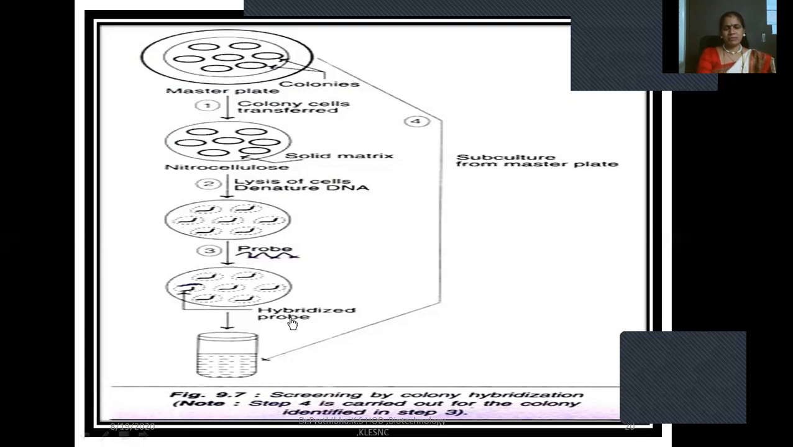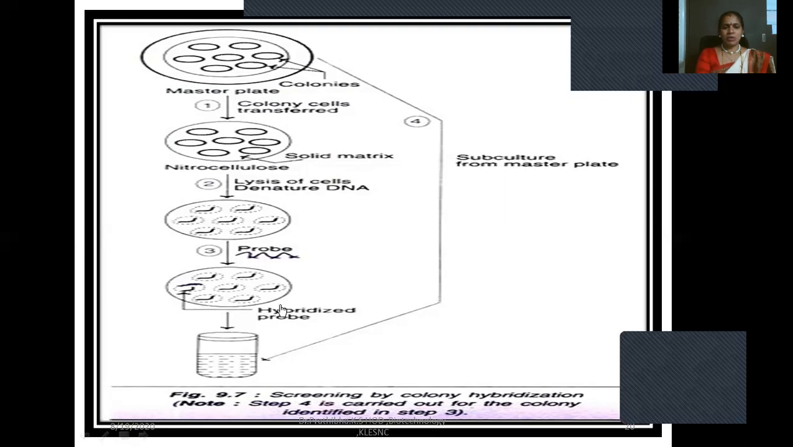Once the probe is bound to that particular complementary DNA molecule, the nitrocellulose or nylon membrane is subjected to autoradiography to track where exactly our transformed DNA is found. Then, once we find the desired DNA molecule in particular colonies, those colonies will be chosen for further subculturing.